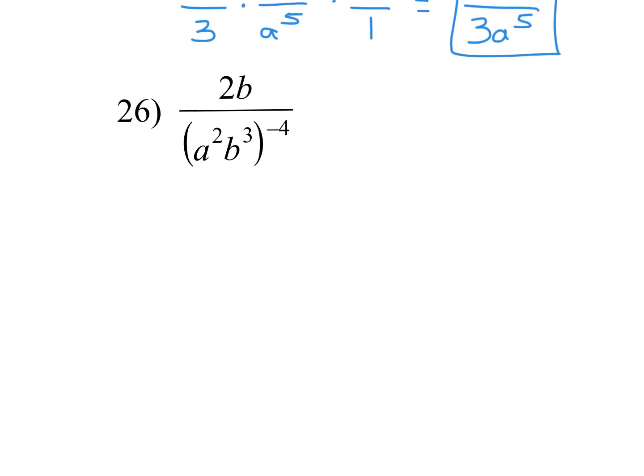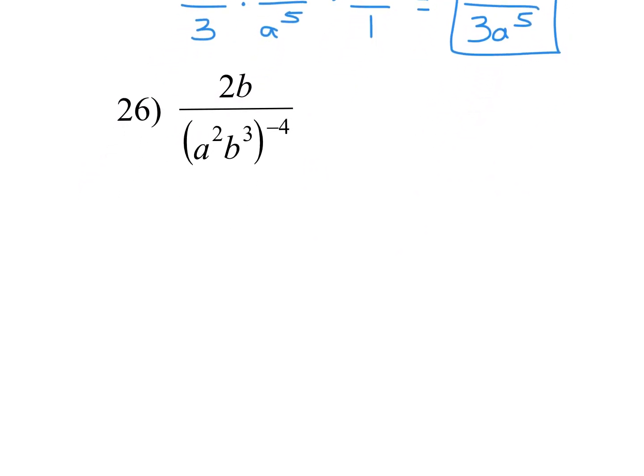26, again, we have a fraction, so we want to simplify the top and the bottom. Can I do anything with the top? No, so I'm going to keep the top. And then what do I do on the bottom? Yep, take that negative 4 power into both powers. So what is my new a exponent? Negative 8. My new b exponent? Negative 12.